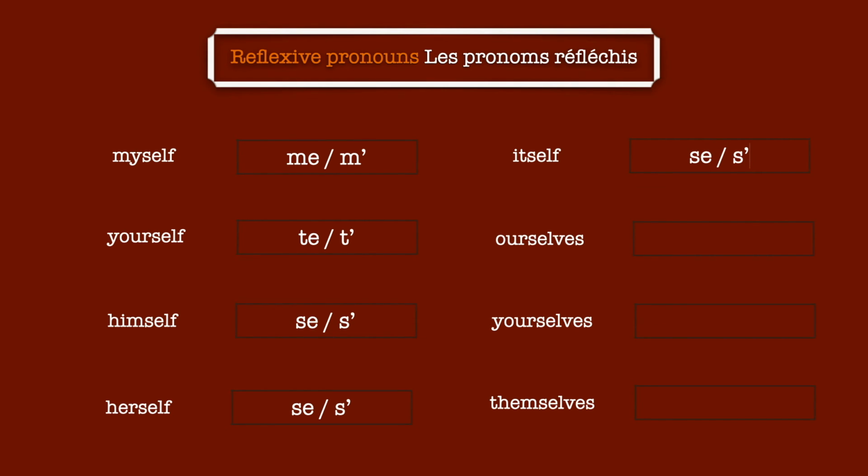Now what about plurals? And first ourselves? Nous. Is the first plural reflexive pronoun. Vous. Is the second plural reflexive pronoun. And the last one? Themselves? Se, s'. I hope my explanation helped you, as much as possible. If not, feel free to ask me questions in the comments section.